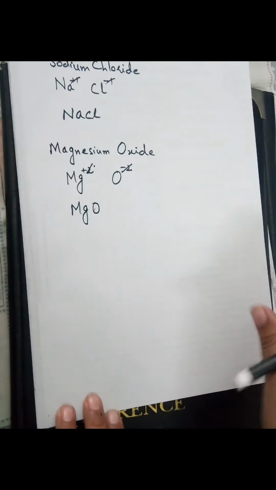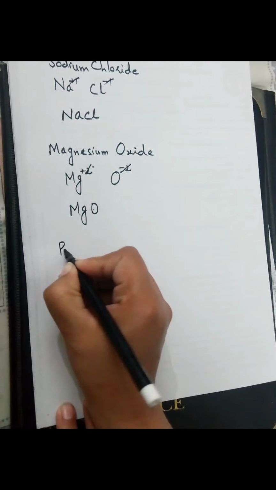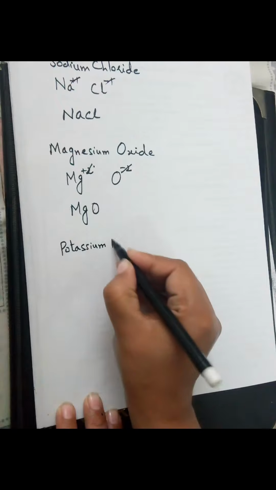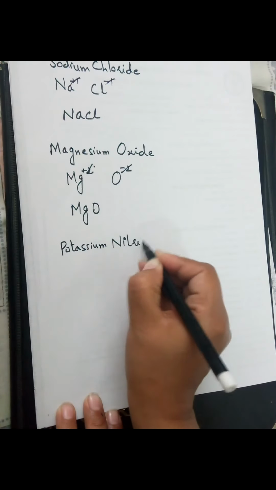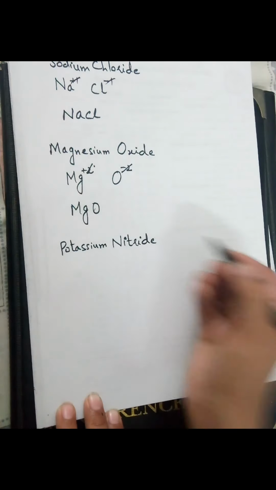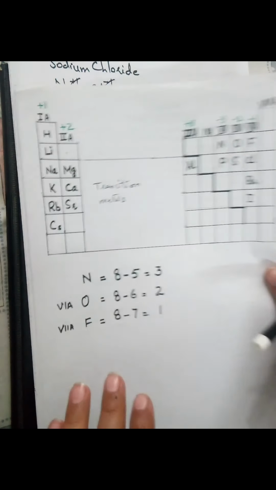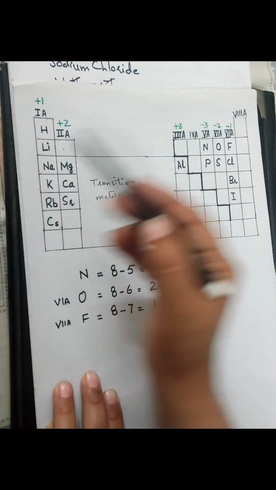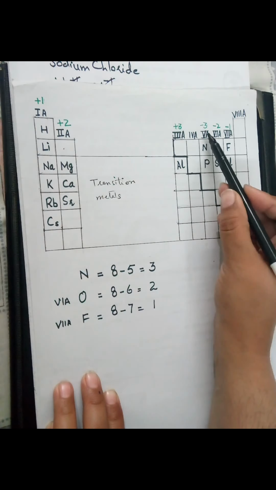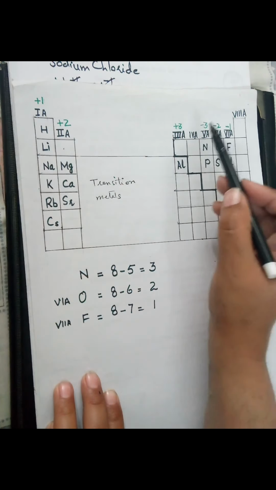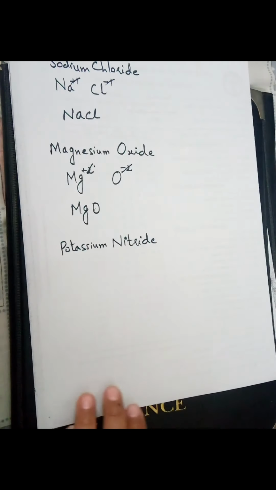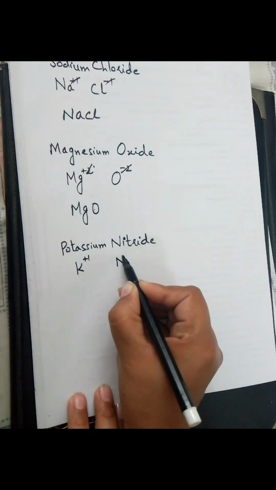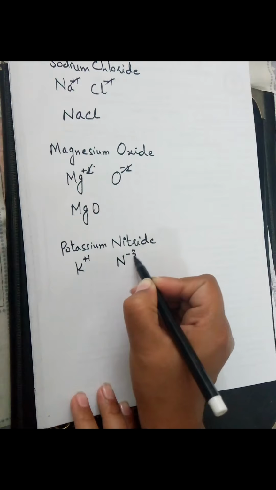Potassium nitride. Okay, now look at the periodic table. Potassium K belongs to first A group. Nitride or nitrogen is the same. Fifth A group contains -3 charge. So potassium K positive 1 charge and nitrogen or nitride -3.